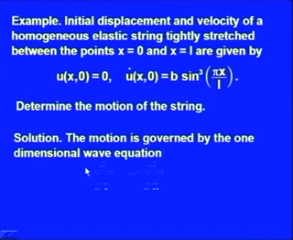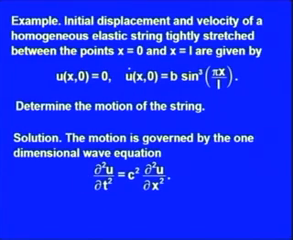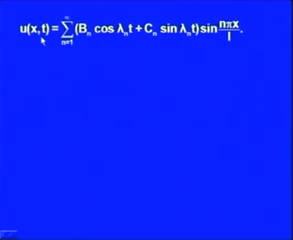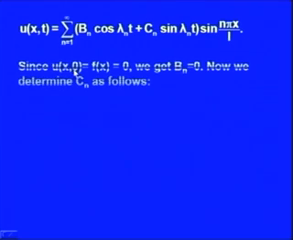Now, we know that the motion is governed by the one dimensional wave equation, delta square u over delta t square equal to c square delta square u over delta x square, and the displacement at any time t is given by u(x, t) equal to sigma n equal to 1 to infinity (b n cos lambda n t plus c n sin lambda n t) into sin n pi x over L.